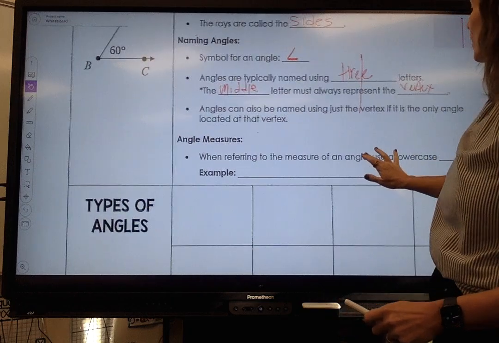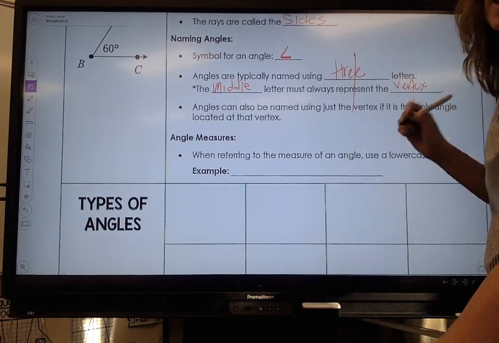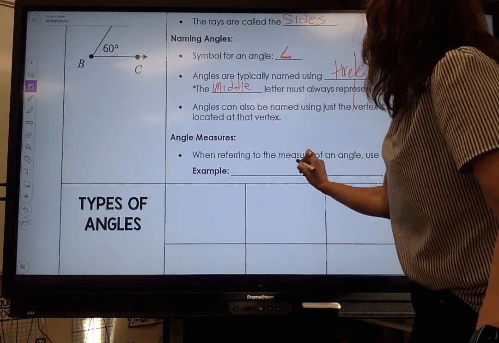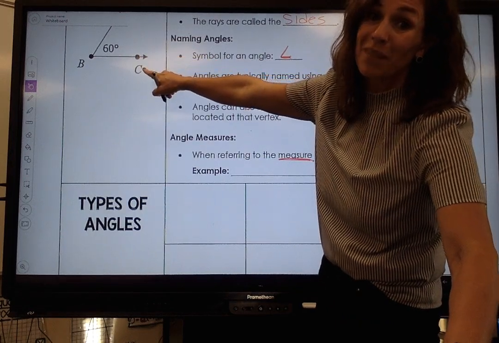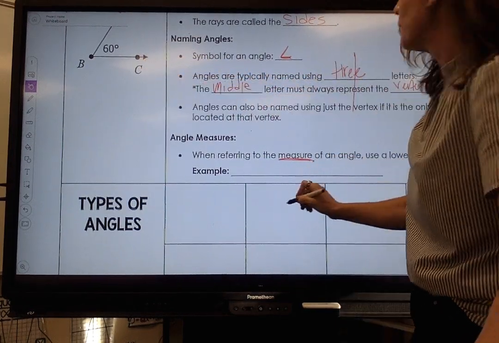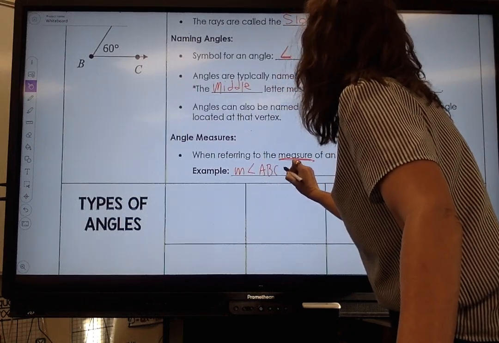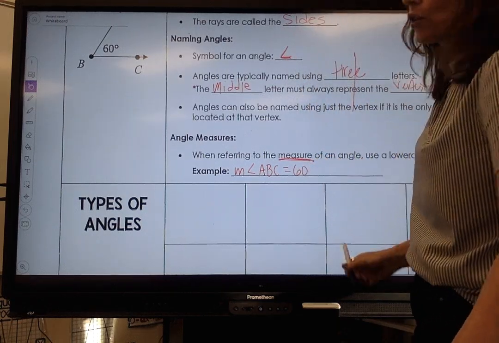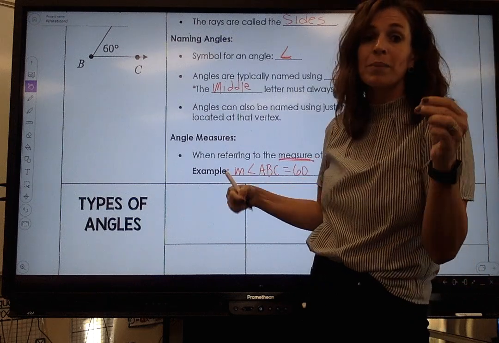Angle measures. When referring to the measure of an angle, we use a lowercase letter m. This is talking about the measurement. For example, if I wanted to name this angle using a measurement, I'm going to say the measure of angle ABC is equal to 60 degrees. I don't even need the degree sign because we're talking about measurement. Measurement means numbers.